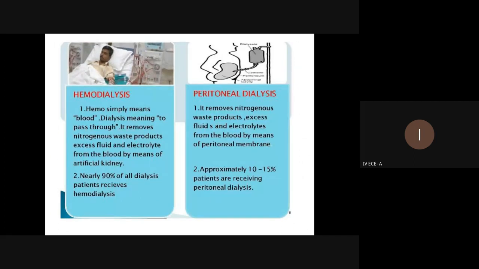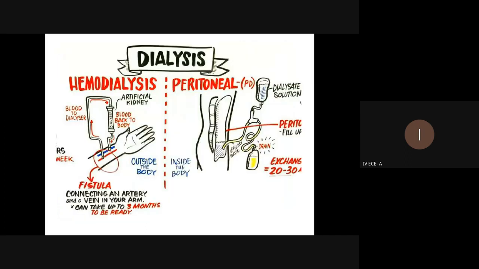Hemo simply means blood, and dialysis means to pass through. It removes nitrogenous waste products, excess fluid and electrolytes from the blood by means of an artificial kidney. Nearly 90% of all dialysis patients receive hemodialysis. Peritoneal dialysis removes nitrogenous waste products, excess fluids and electrolytes from the body by means of the peritoneal membrane. Approximately 10 to 15% of patients receive peritoneal dialysis.